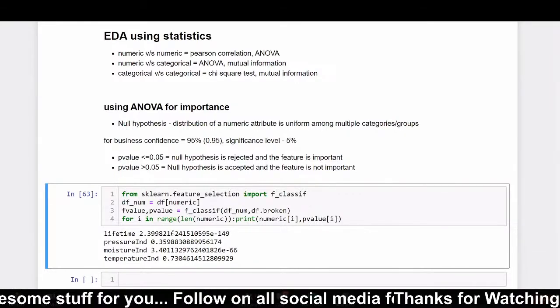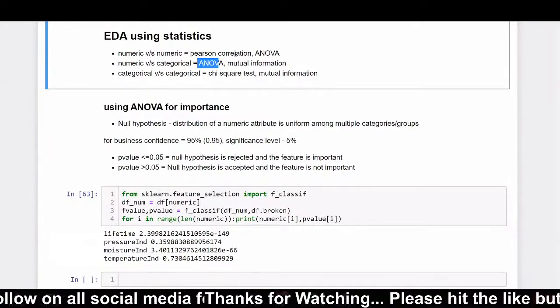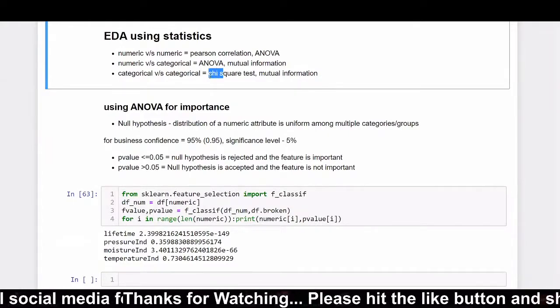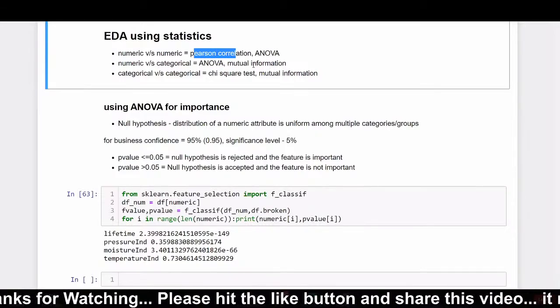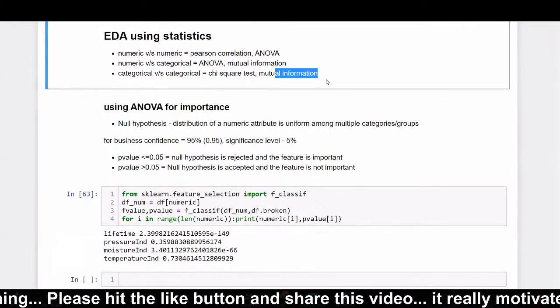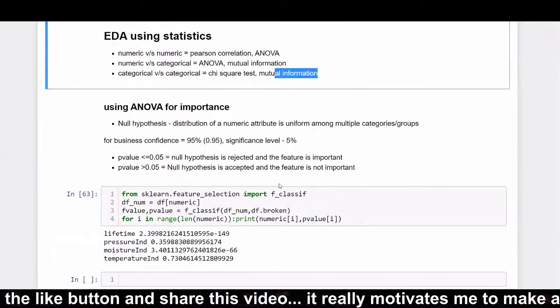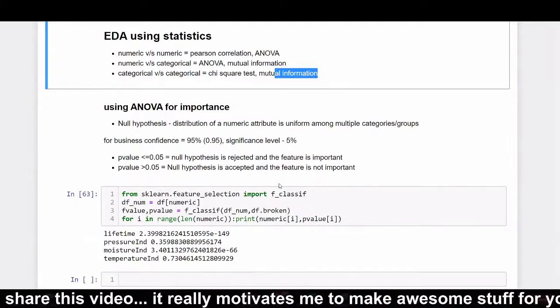Similarly, there are other methods, and each method has its own values. For example, a p-value is there with ANOVA, and the chi-square test also has a p-value. Pearson has correlation values which are between -1 and +1. Mutual information has different other values. So these are different values that we make sense of and apply to decide whether the feature is important or not.